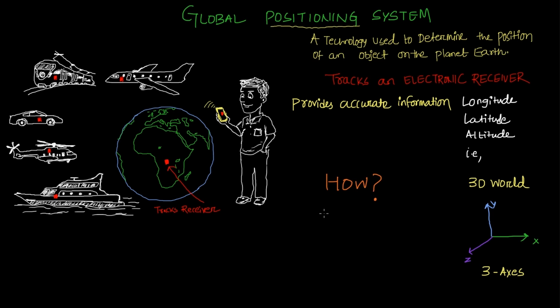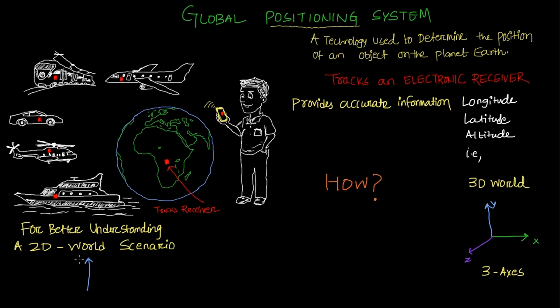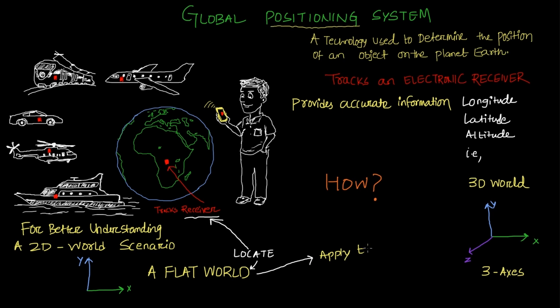How? How does it do it? For a better understanding, let us first consider a two-dimensional world scenario where we only have two axes, X and Y, length and breadth, no height, no Z axis. A perfect flat world. Let's try to locate our receiver in that flat world, learn how it does it, and apply our understanding to the real 3D world then.